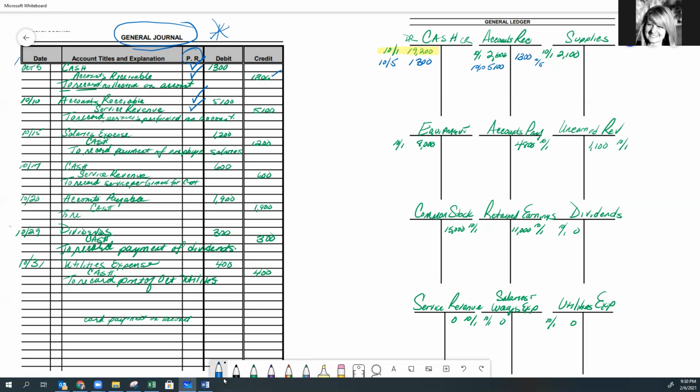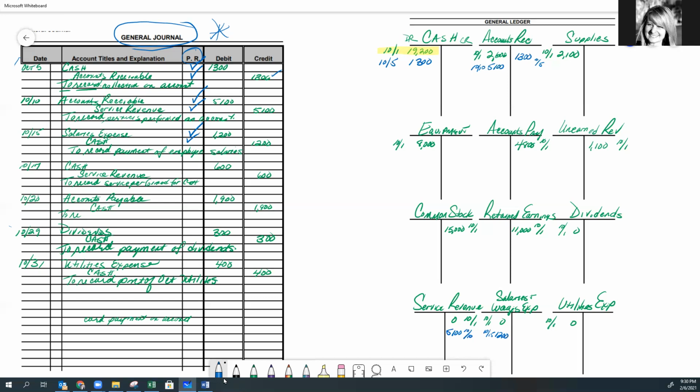So I'm going to come over here to my service revenue account and put it in here, dated 10/10. Okay, so that has now been posted. Let's move on to the third journal entry. We're debiting salaries expense for 1,200 on 10/15. So let's go to salaries expense on 10/15 and debit that for 1,200. Okay, that's done. And we credited our cash for $1,200.